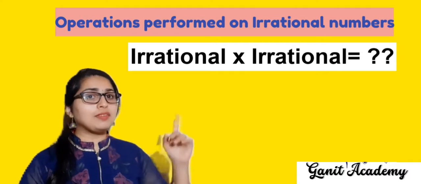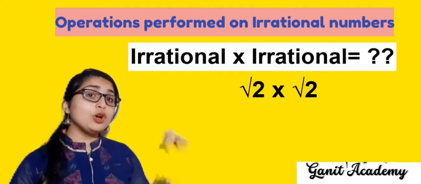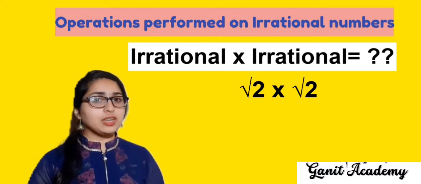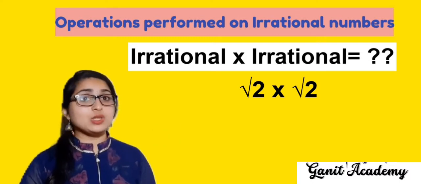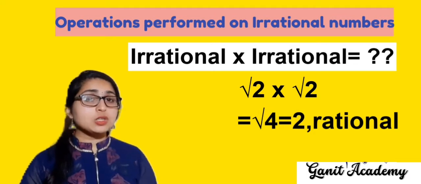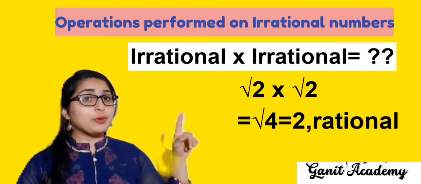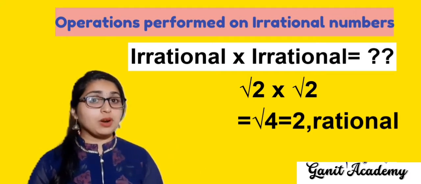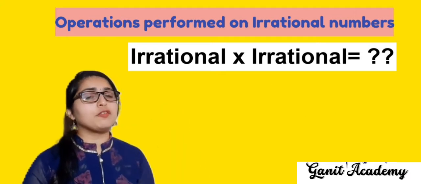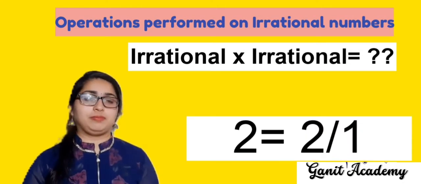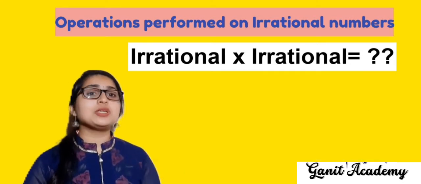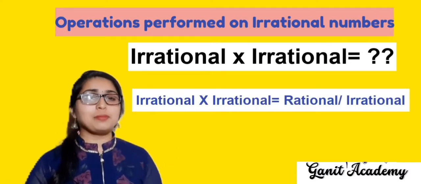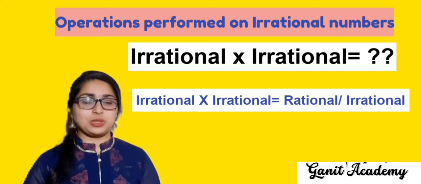Now I will multiply square root of 2 with itself. Square root of 2 into square root of 2. Now what can you write? You can write it as square root of 4. Square root of 4 is nothing but 2. 2 is a rational number. Why? Because I can write it in the form 2 divided by 1. So it is a rational number. So the product of two irrational numbers can be irrational or rational.